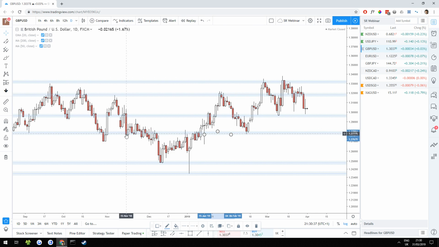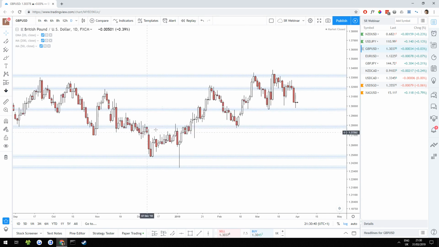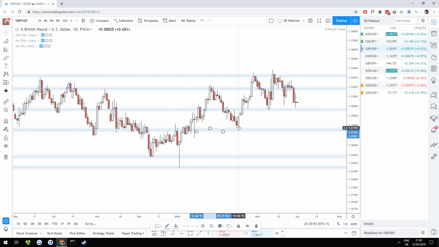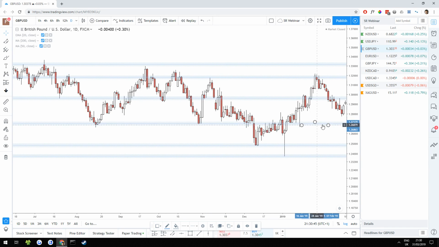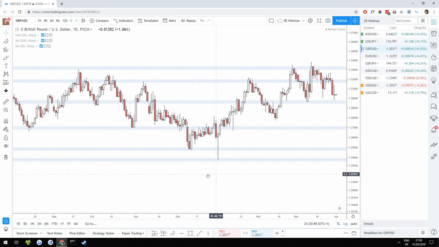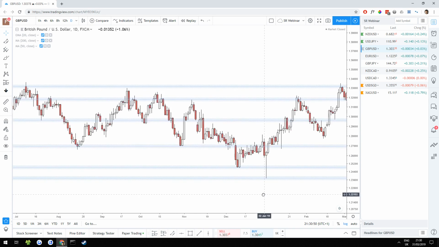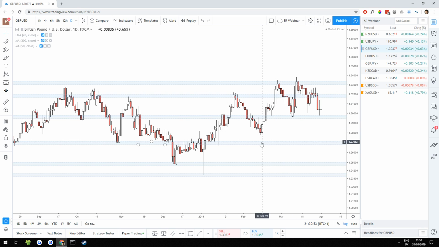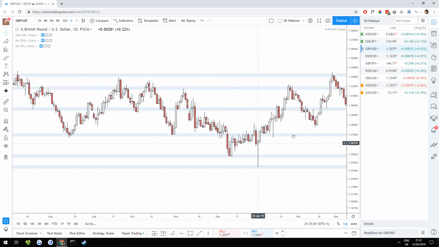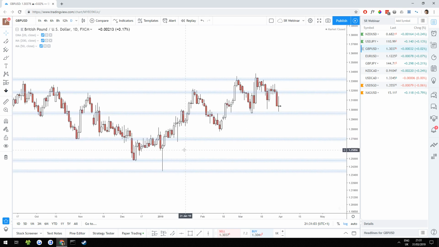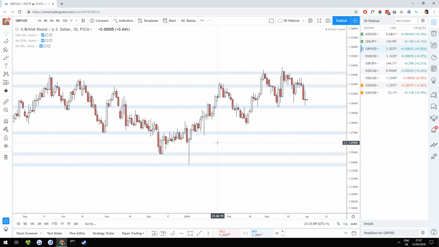I'm going to place one here which connects, actually, yeah, see, this looks like a bounce, but there's no other bounces from this area. If you look to the left, there's nothing really connecting it, so I'm not going to place one here. But if you look to the left, these are connecting, so I'm going to place these ones here. And yeah, I think that kind of wraps it up for GBPUSD.